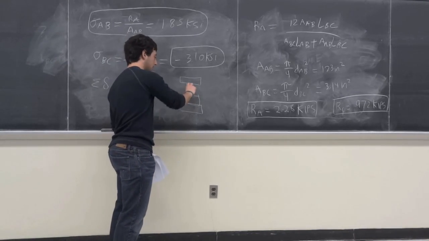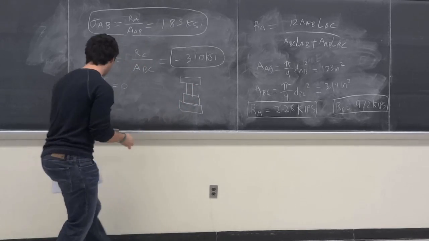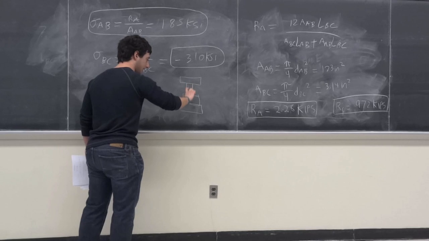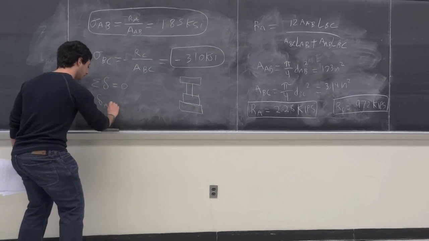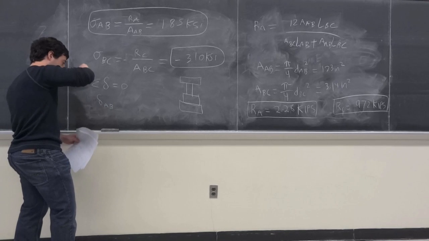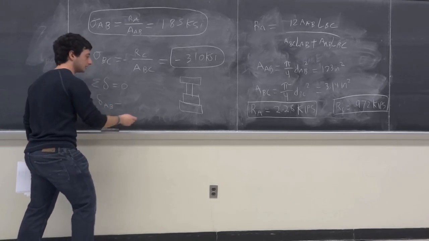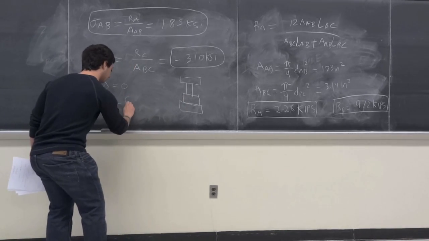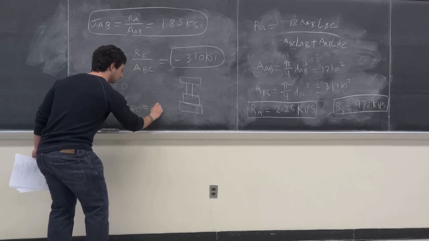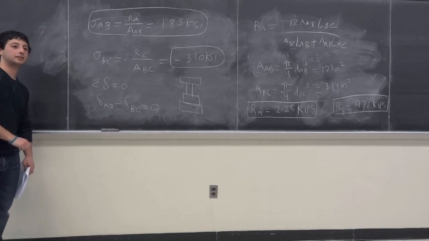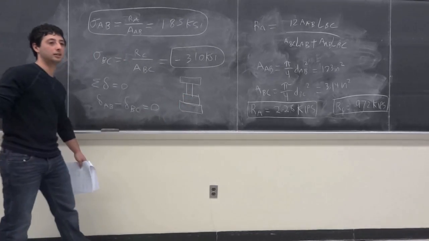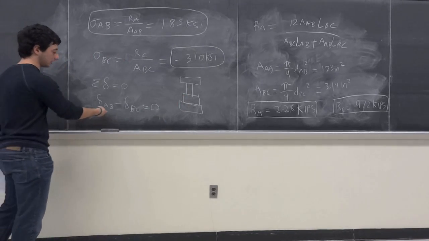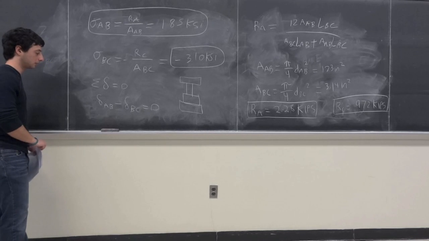Yes, this rod's going to deform and this rod's going to deform, but the deformation has to be equal to each other, because this is going to extend and this is going to shrink. So we have delta AB. It's going to expand, so it's positive. Minus, this is going to shrink, so delta BC is equal to 0. Now you see? You could just say the deformation of this one is going to equal this one in that case. But this is a more formal way, so you understand what you're doing.